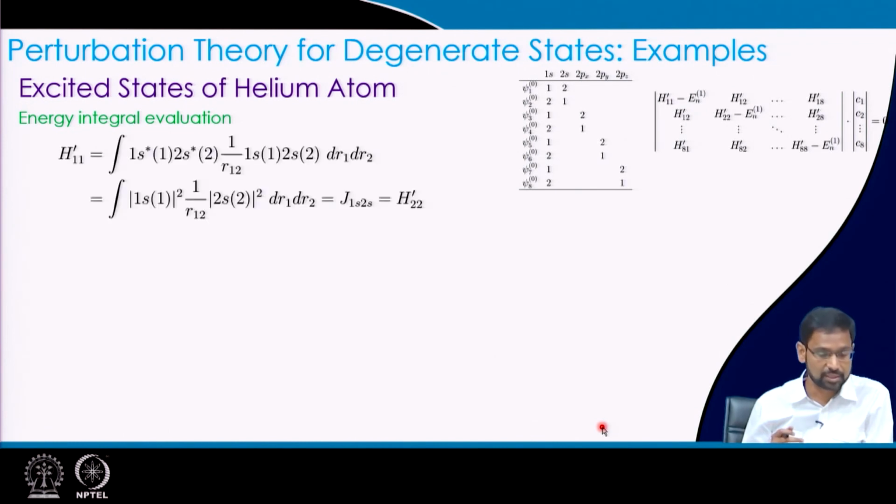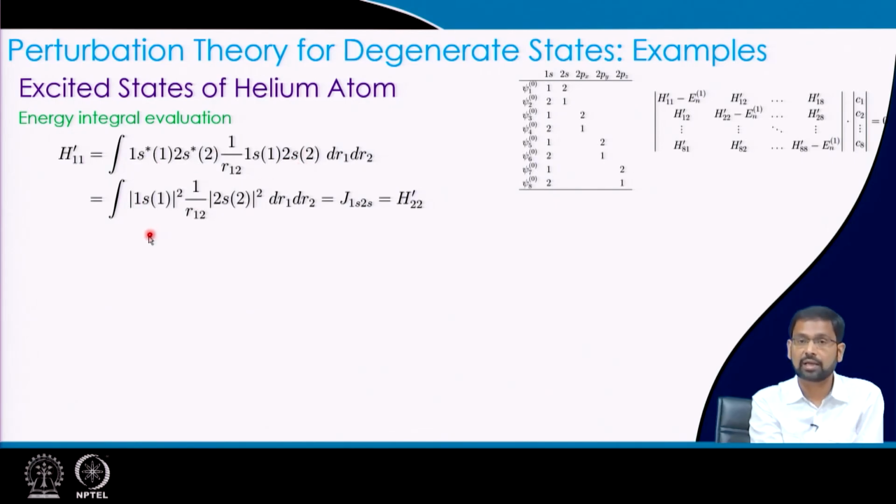The first term that we will consider is this H prime 1 1. Here I just kept the definition of our wave function. H prime 1 1 is simply the energy integral with respect to psi 1 and psi 1, and then the perturbation term. For the helium atom, the perturbation is simply the electron repulsion. In this case, psi 1 0 is electron 1 in 1s, electron 2 in 2s. So electron 1 is in the 1s orbital, electron 2 in the 2s orbital. The stars show the complex conjugate, and on the other side, in the ket side, I have 1s1, 2s2, the same function repeated twice.